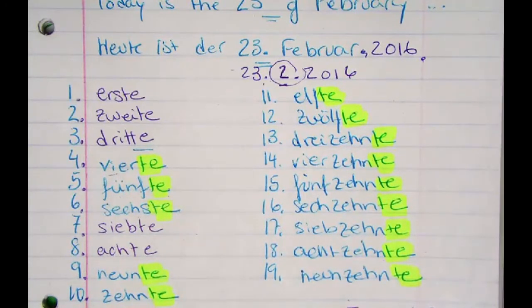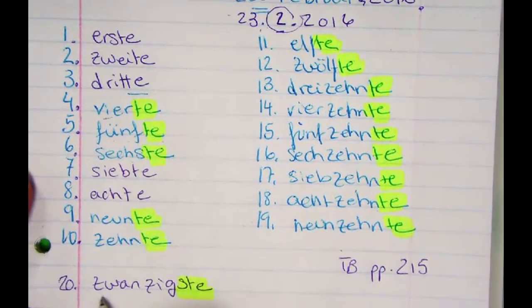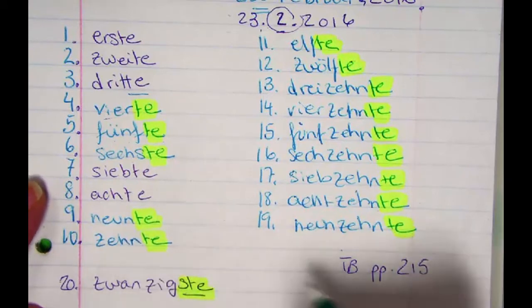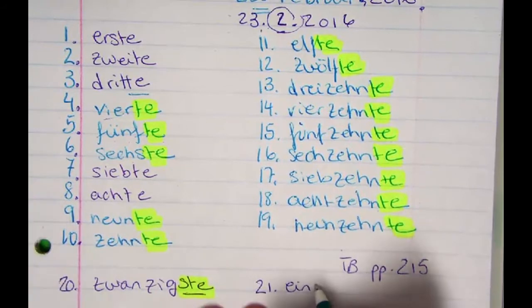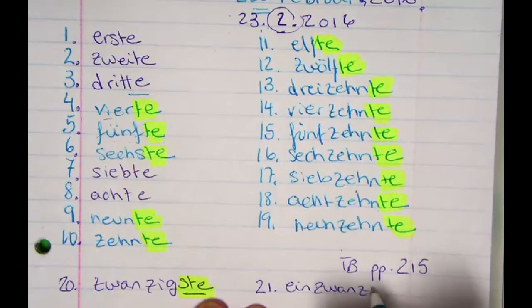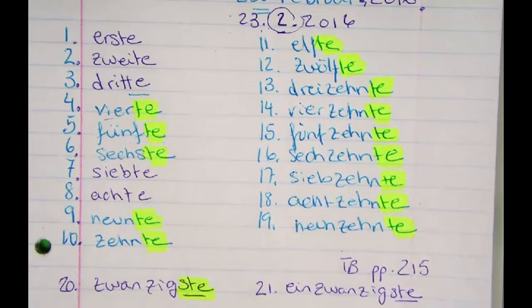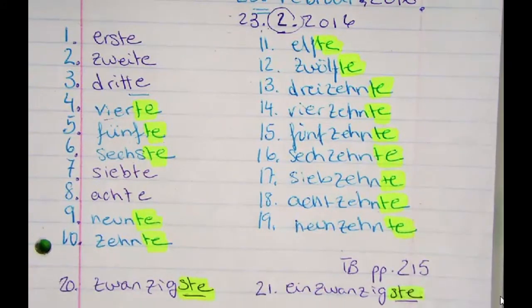Now, of course, when we're doing dates, we need to go at least to the 31st, if not further. So once you hit the 20s, that little ending changes. You're going to go to STE. So 20 is 20, so this is the 20ste. And then after that, you're going to have the same thing as you always did. So 21 is your number, and then STE is your ending to make that the 21st instead of 21. So it sounds almost the same as in English in that case.